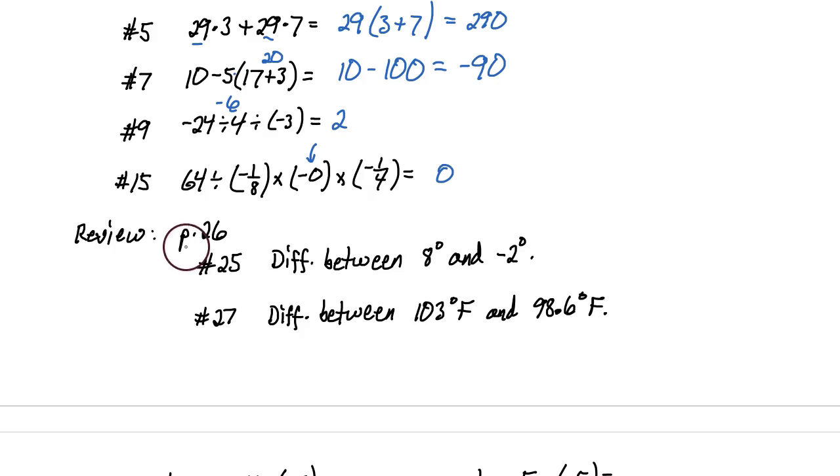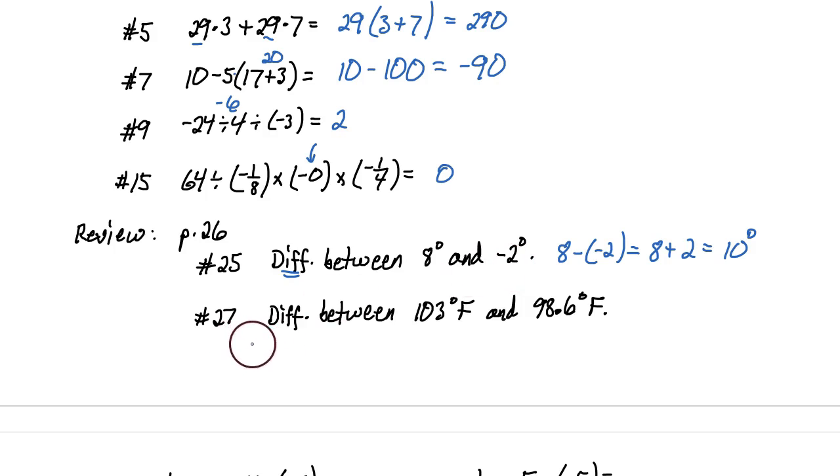Now a review assignment, starting with page 26, number 25. Find the difference between 8 degrees and -2 degrees on a thermometer. The word difference means to subtract the two numbers to find out how far apart they are. 8 subtract -2. This is equivalent to 8 plus +2, which is 10 degrees. On a thermometer, +8 and -2 are 10 degrees apart.